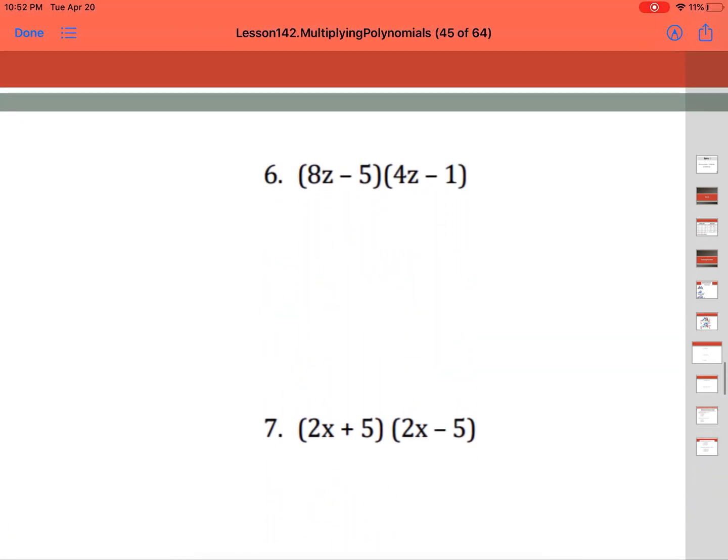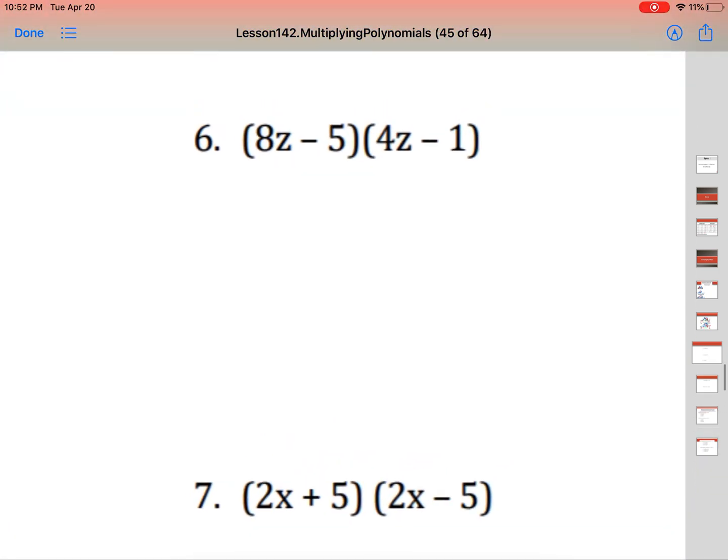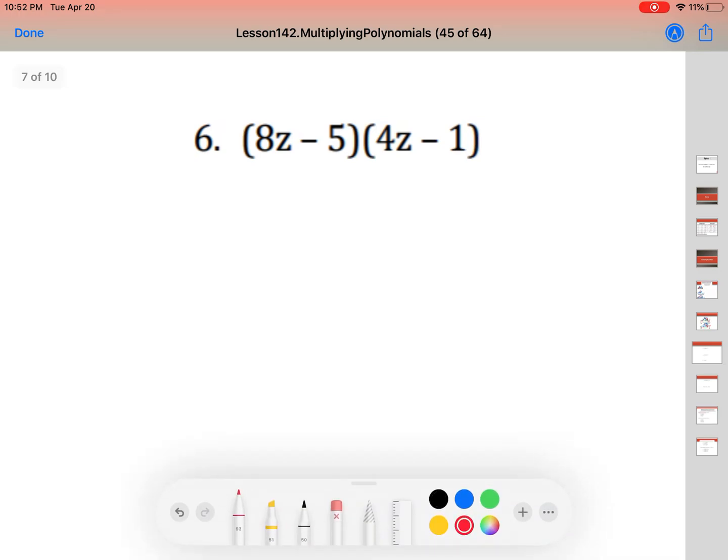Okay, when you're ready, I want you to try number 6 and number 7. On number 6, be very careful with your negatives. So the first one's easy. 8 z's times 4 z's. 8 times 4 is 32. A z with another z is z to the second power. 8z times negative 1 is a negative 8z. So that first one's super easy.